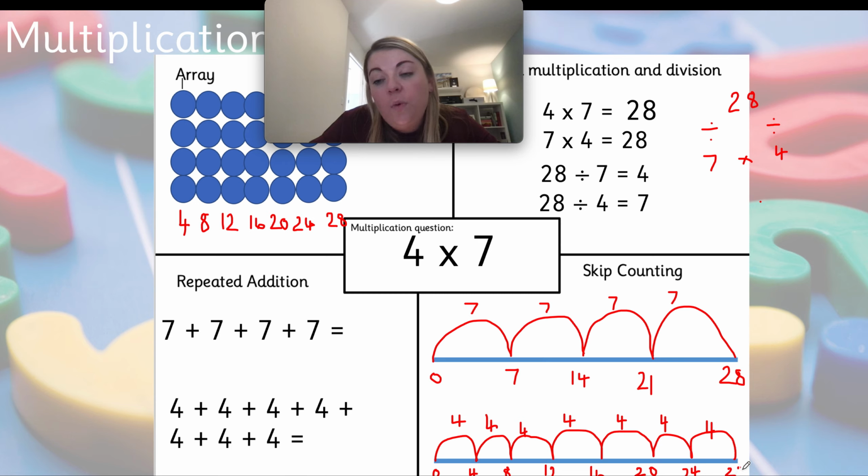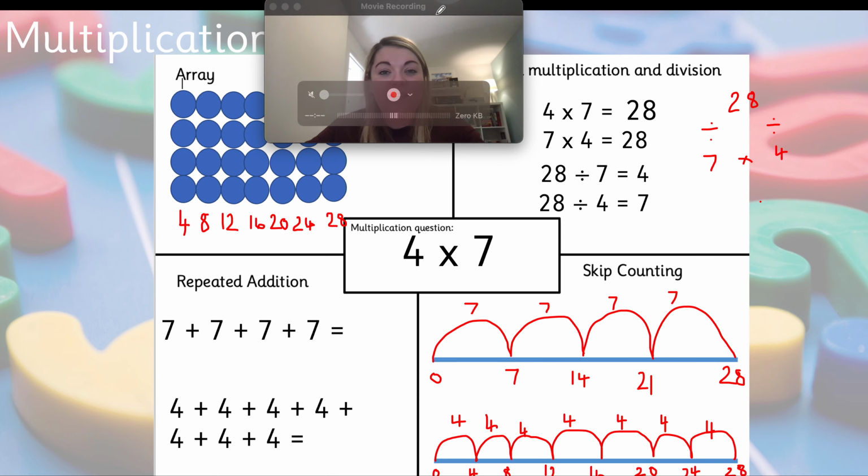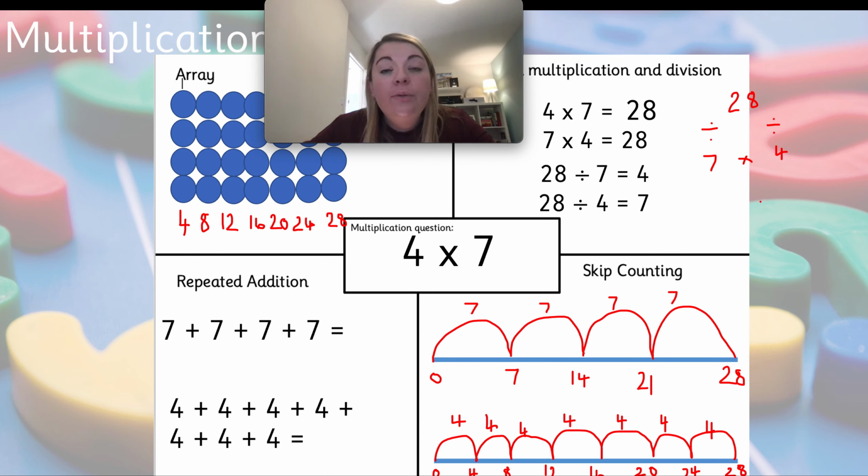So another way of showing us how to work out the multiplication question. So that is what you can use your multiplication mat for. It shows your thinking and how different strategies you can use to work out the answer to a sum.